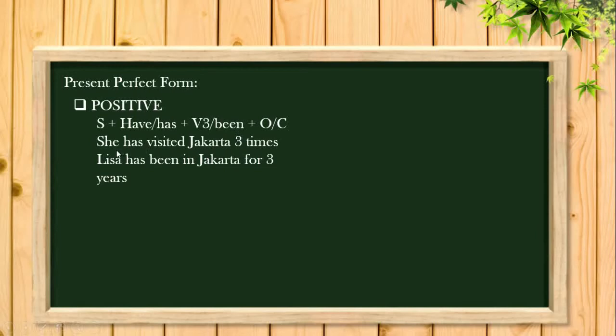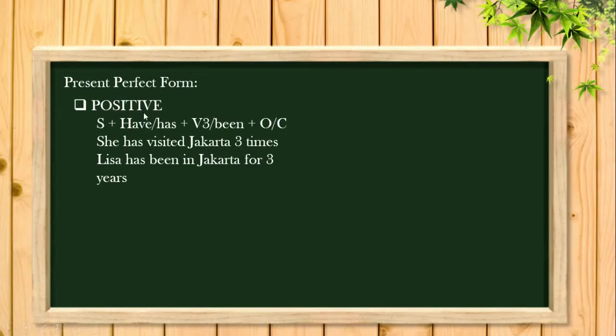Nah, for example, she has visited Jakarta 3 times. Dia, kata has di sini atau have artinya telah atau sudah. She has visited Jakarta 3 times. Dia telah mengunjungi Jakarta sebanyak 3 kali. Sudah terjadi? Sudah mengunjungi Jakarta? Sudah. Kapan? Dia tidak menjelaskan waktunya.